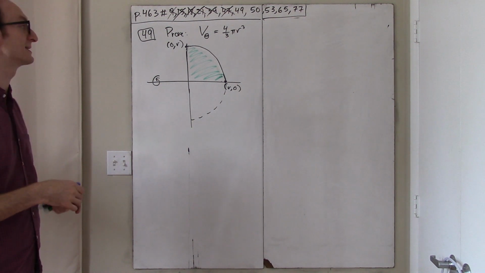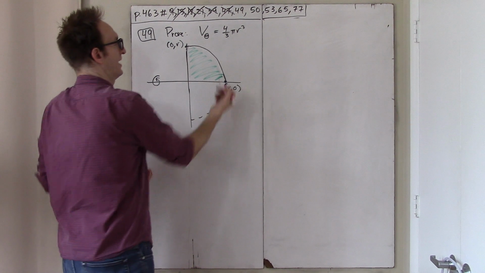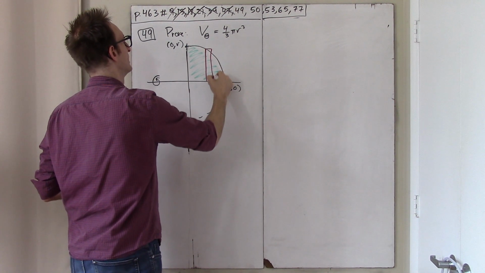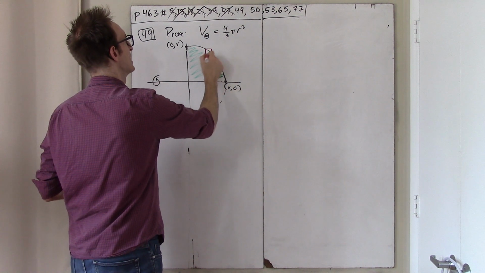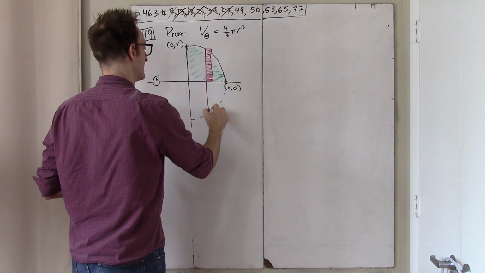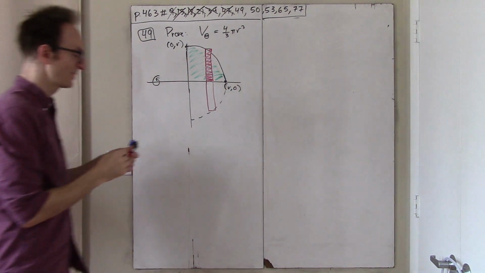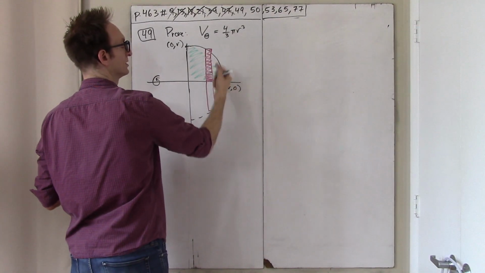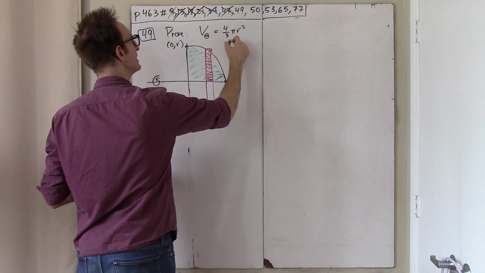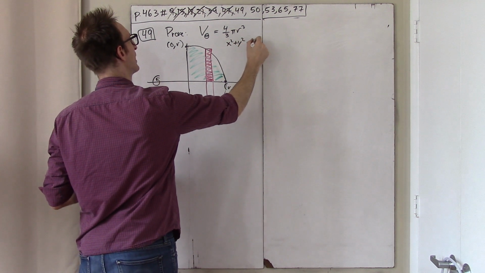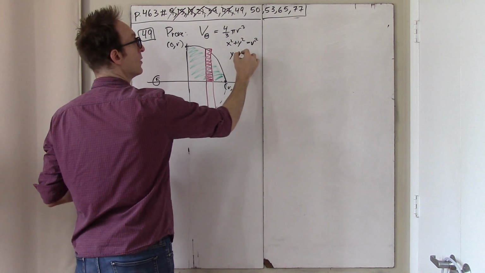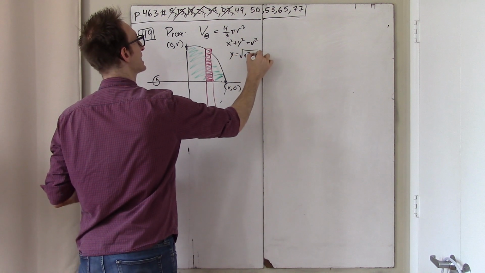So let's do it. Well, how am I going to do this? I just do the same old thing, right? Split this up into a bunch of rectangles. What happens to the representative rectangle? It gets rotated, and we get a disk. What is the equation of a circle centered at the origin with radius r? Well, it's x squared plus y squared equals r squared. So I want this in the form y equals. So in fact, we get y equals root r squared minus x squared.